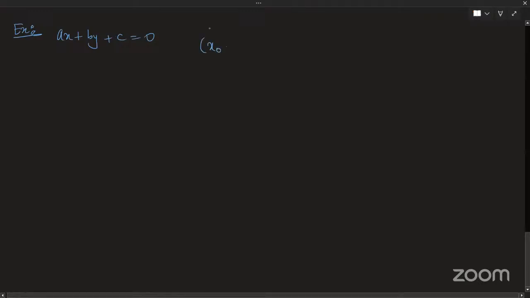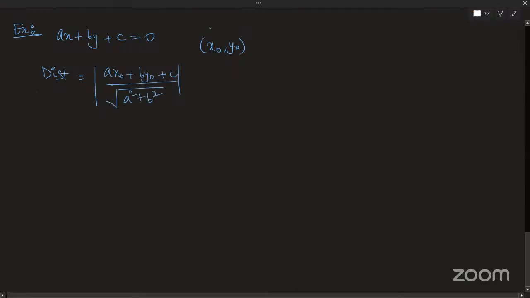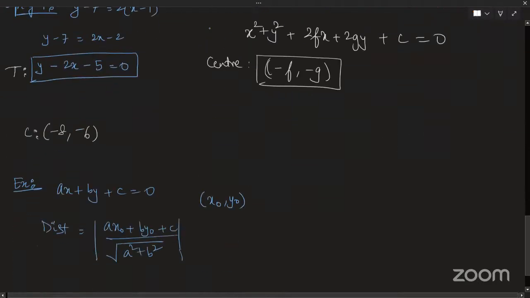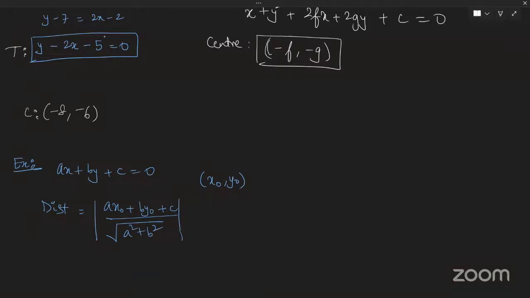If you have got a point x naught comma y naught, the distance is mod of, you insert this point in this equation, so it will be ax naught plus by naught plus c divided by square root of a square plus b square. Just in case you did not know this. No issues, I'll do that on your behalf because many of you don't know this.